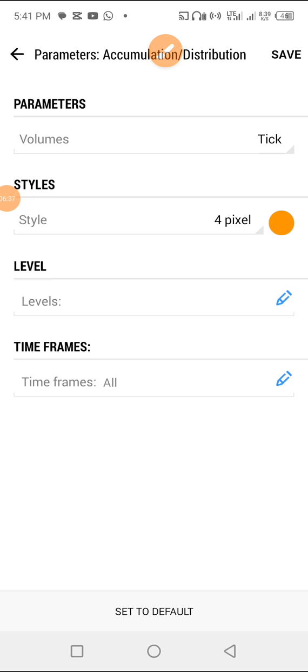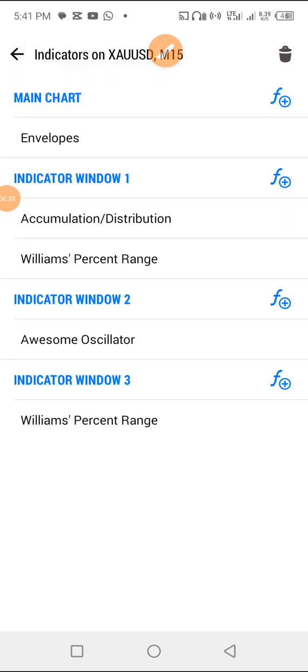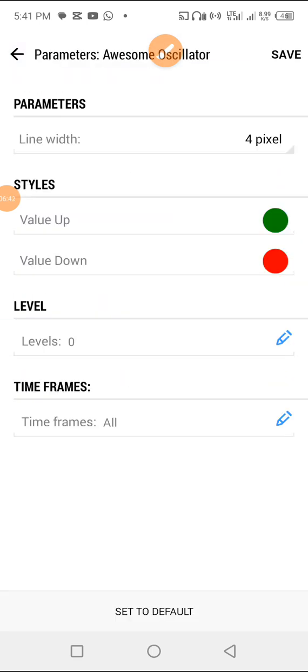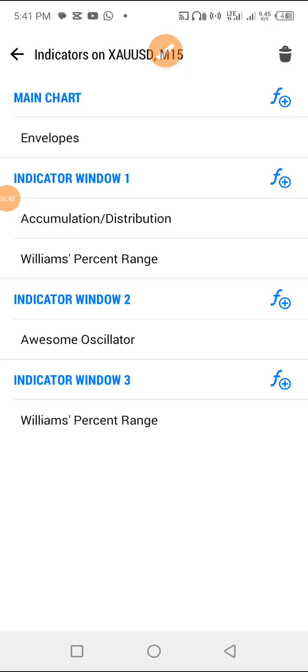So on your window 2, you have the awesome oscillator. Now the awesome oscillator, you just leave it the way it is. That means it should be on default settings. Then you click on save.